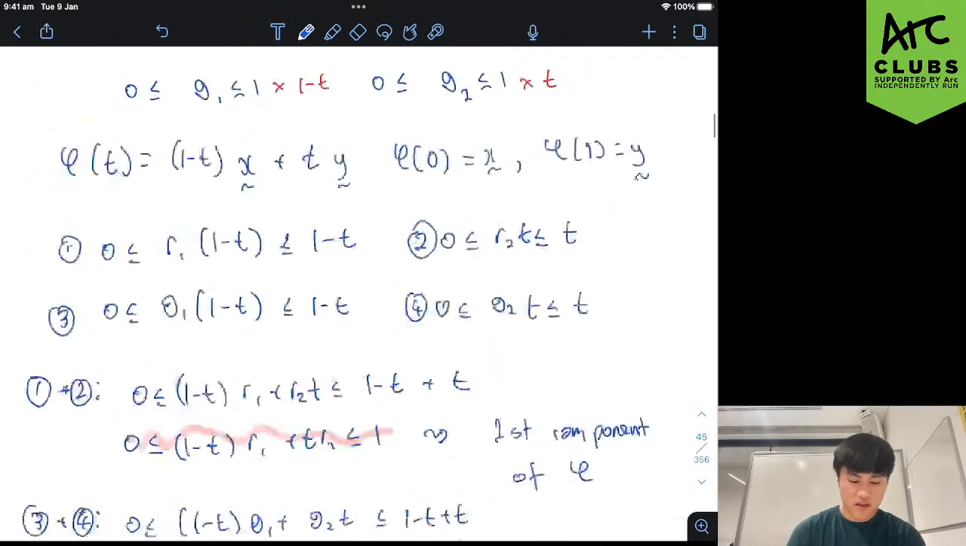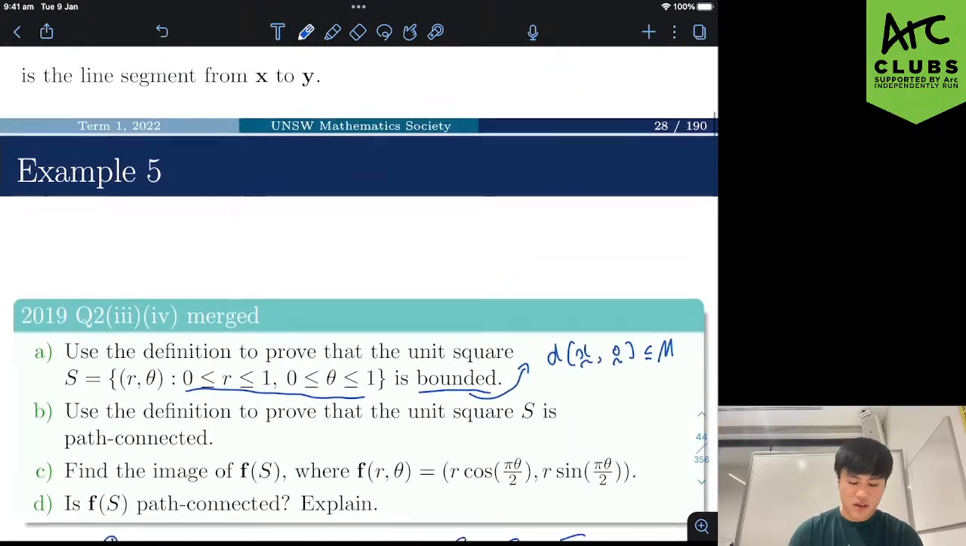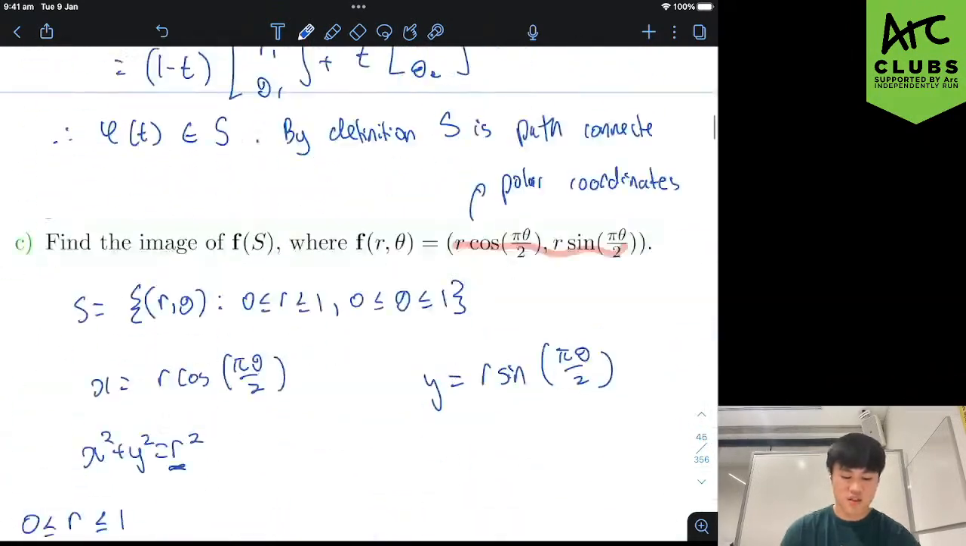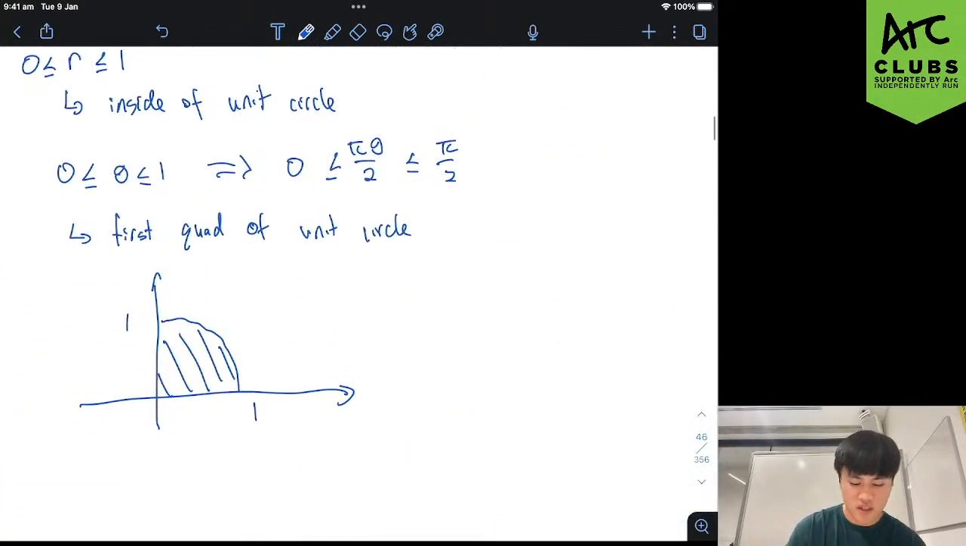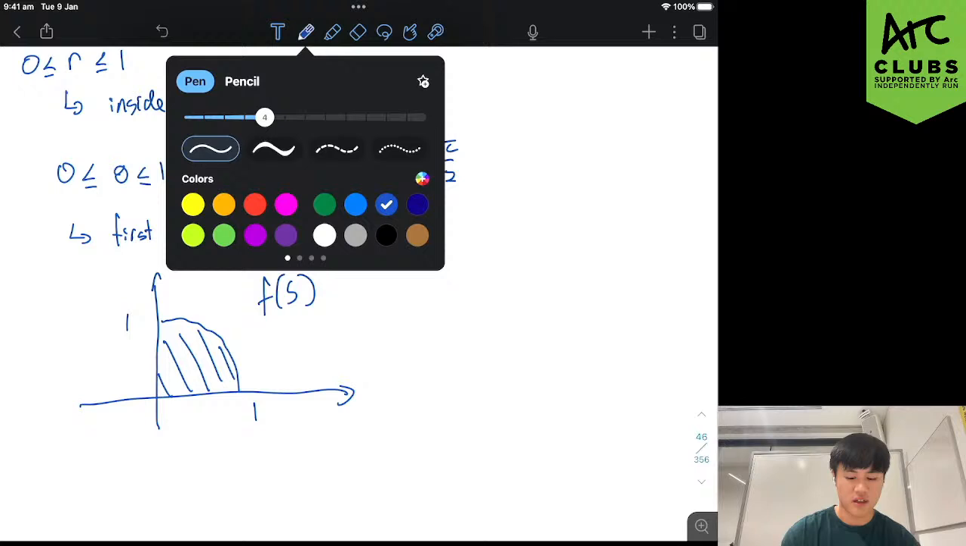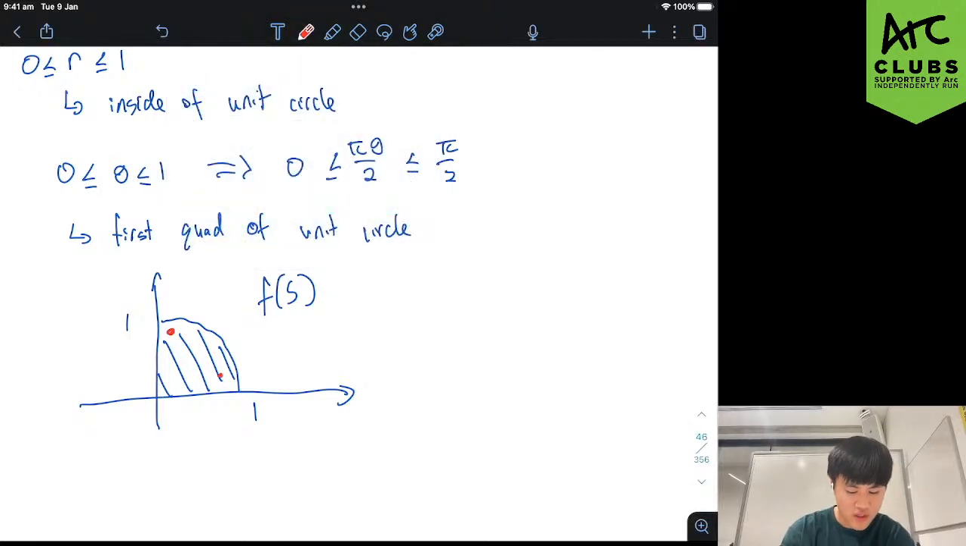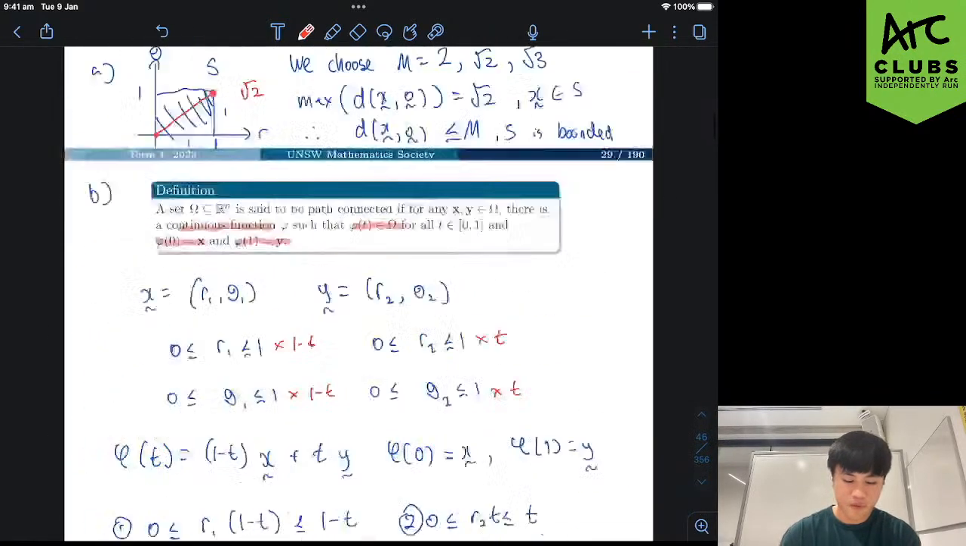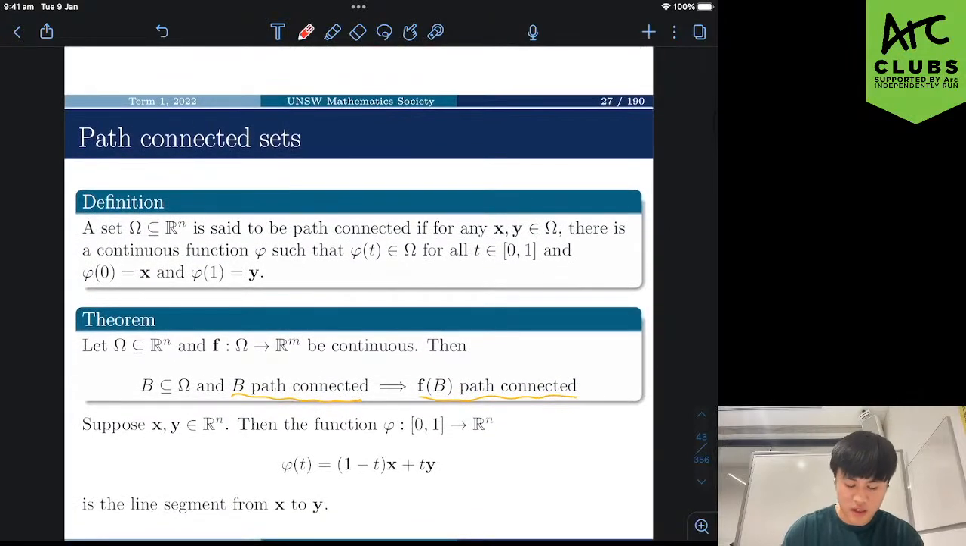And finally, the last part: is f of S path connected? Just by inspection, if we look at f of S here, it does look path connected. If we choose any two points, we can clearly draw a line between the two. So we should know, just intuitively, it is path connected. How we can prove that is by one of the theorems we looked at earlier. So let me just copy the theorem down.